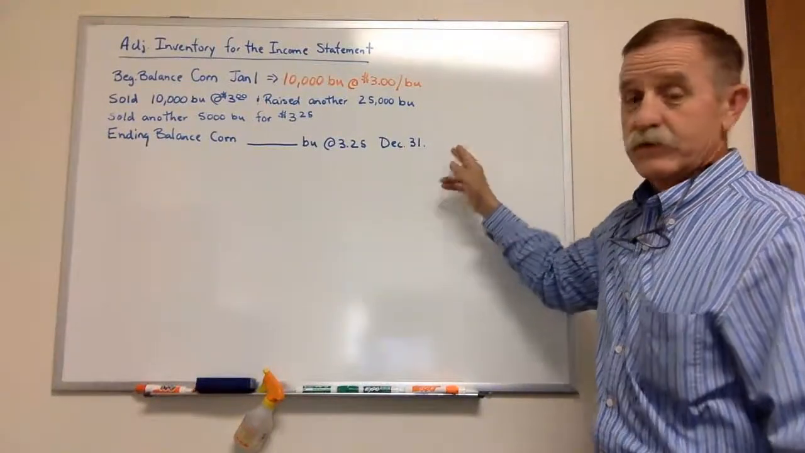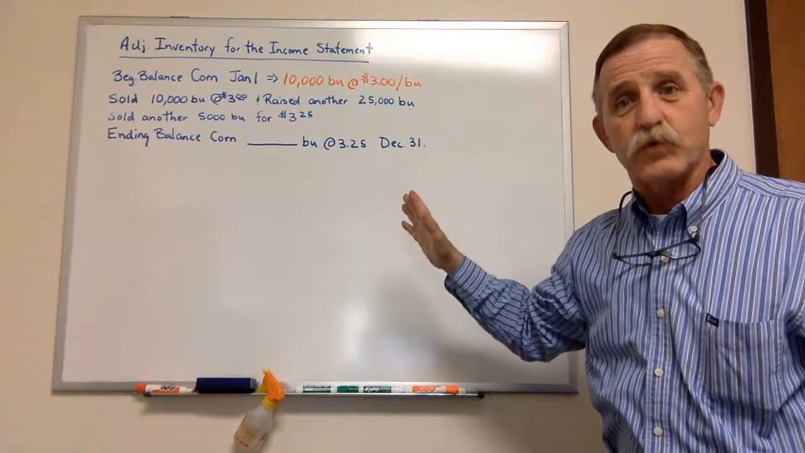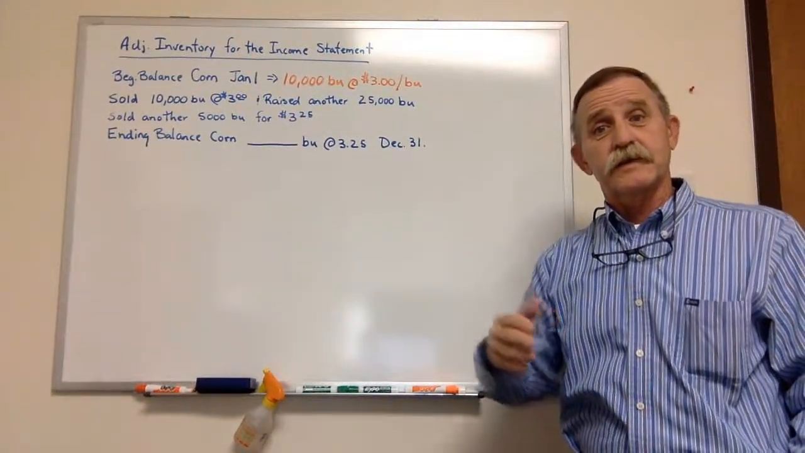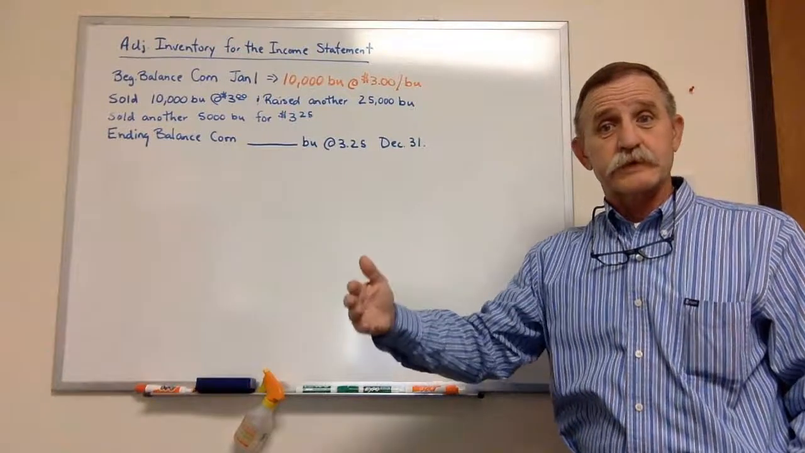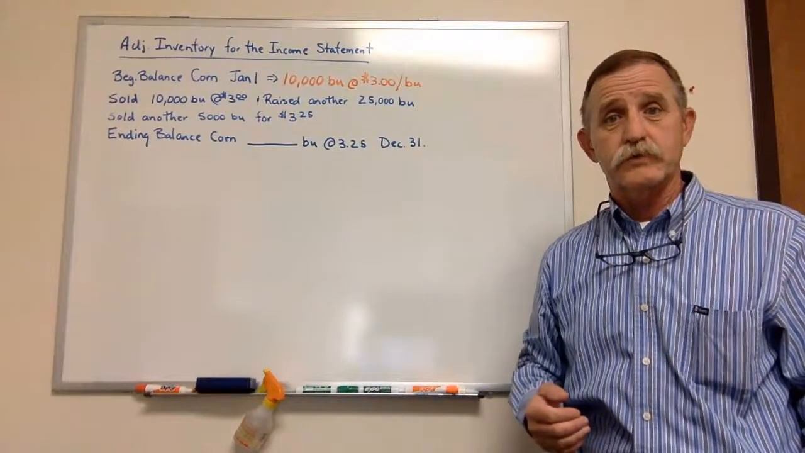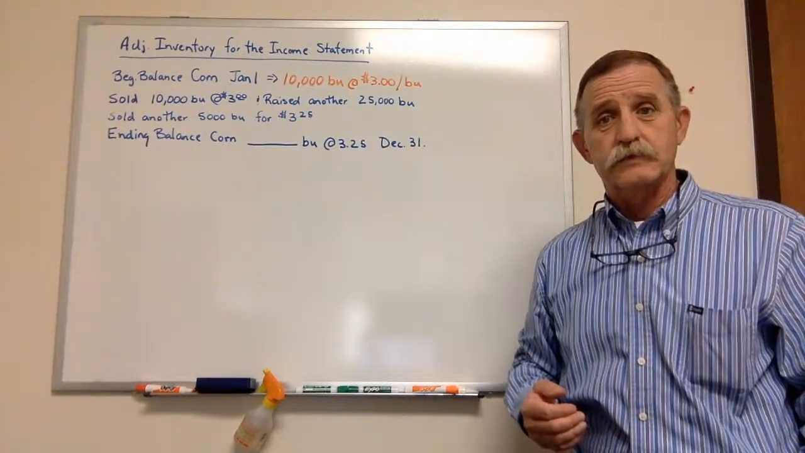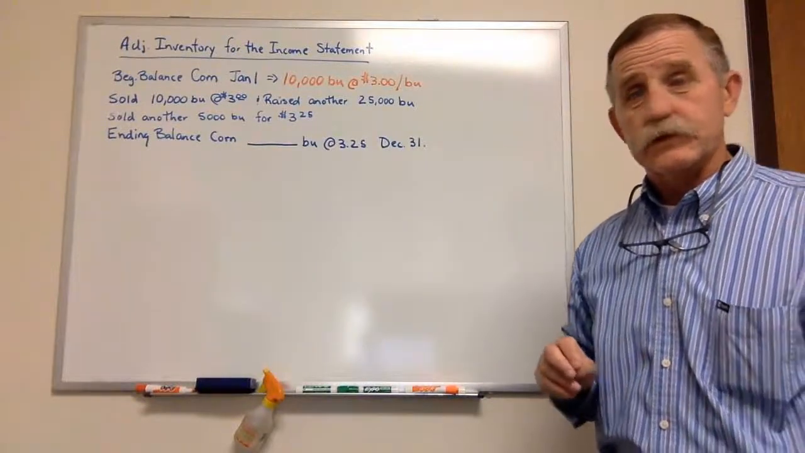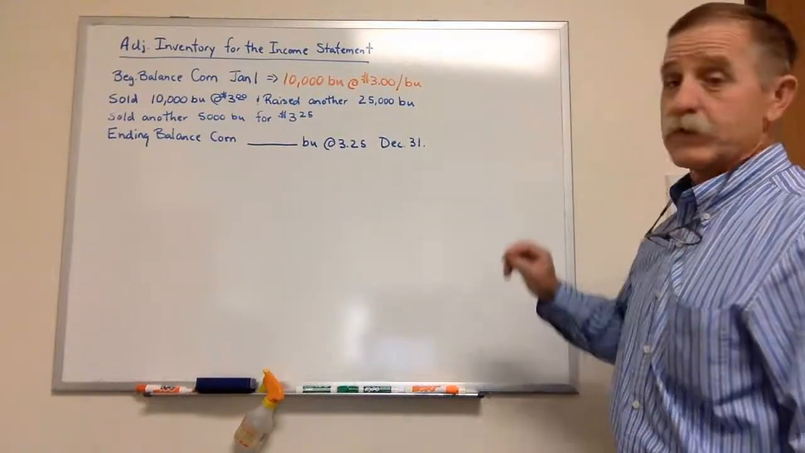example that we have here. It doesn't have to be corn, okay? It could be tons of hay. It could be actually livestock bought for resale, those kinds of things which we would put into inventory on your balance sheet, okay?